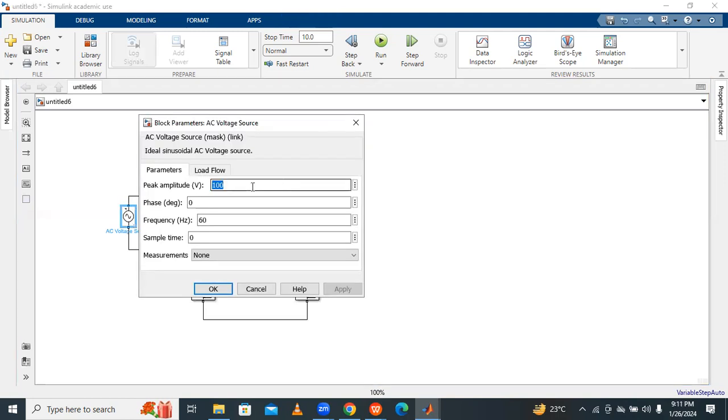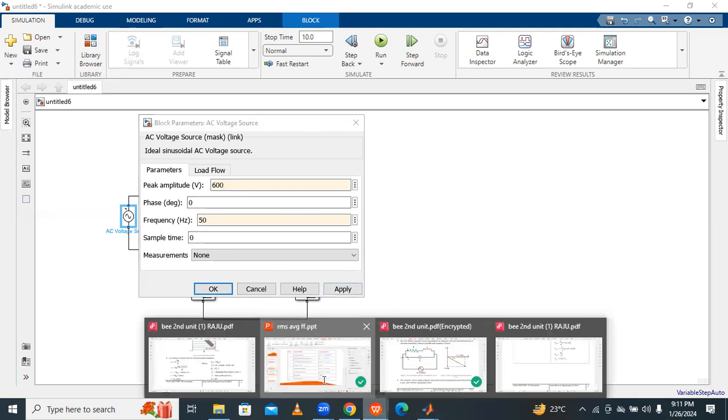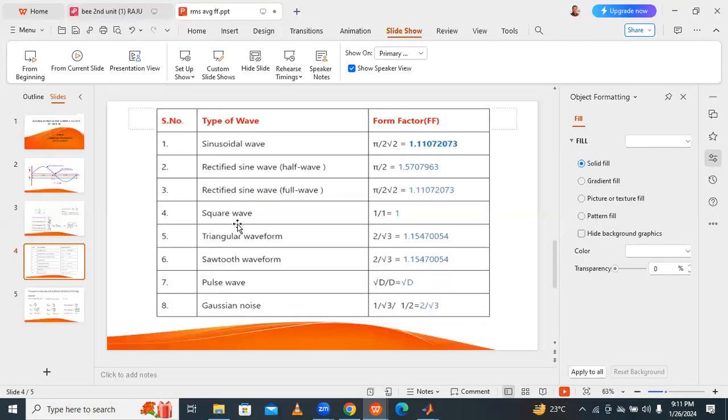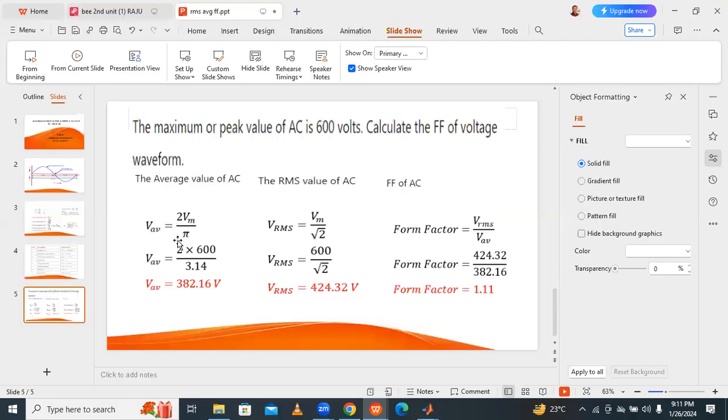Here the peak amplitude is 600 and the frequency is 50 hertz. Then apply. No problem. First V average, then VRMS, then form factor, we have to verify by using MATLAB.